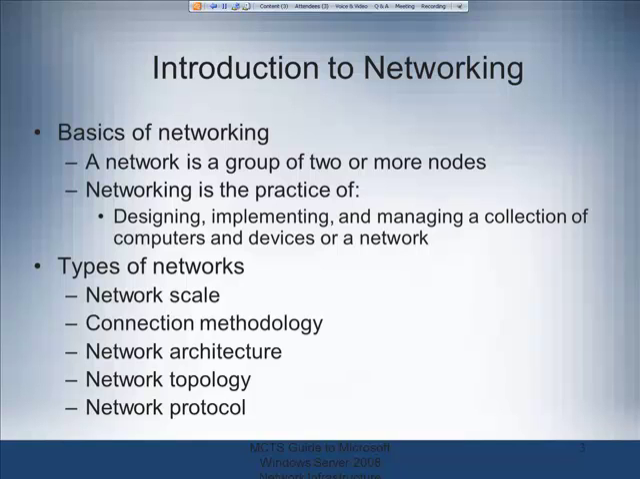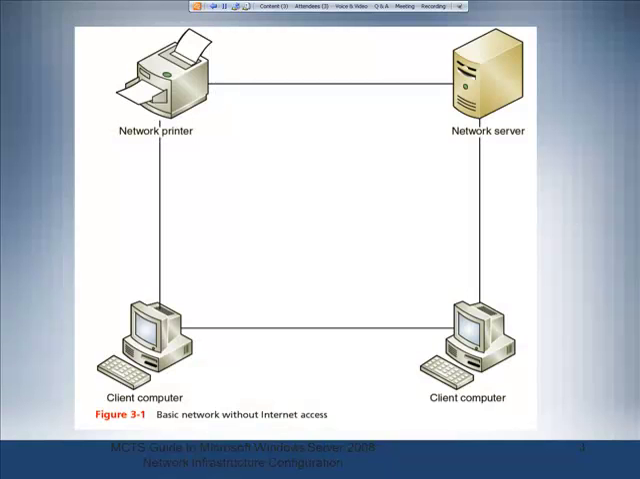Lots of infrastructure capability. So the types of networks that they talk about here, and I've got slides on each of them, are network scale, connectivity methodology, network architecture, topology, and protocol. And some of these, just by looking at the terms, you say, oh yeah, I know what that is. Network protocol: is it a TCP/IP network? What protocol are we using? Network topology: is it a ring or a bus? Or is it a switched network? The network architecture. So each of these things, basic networking without internet access, because we don't have a router in here, we're just sharing information within our own little world. This is relatively secure, is it not?